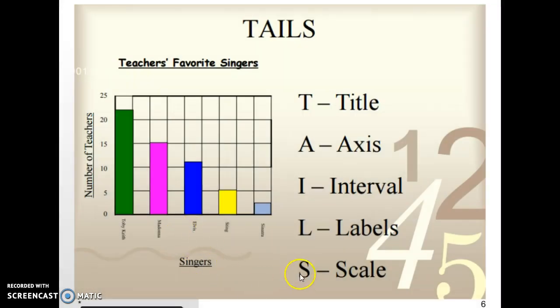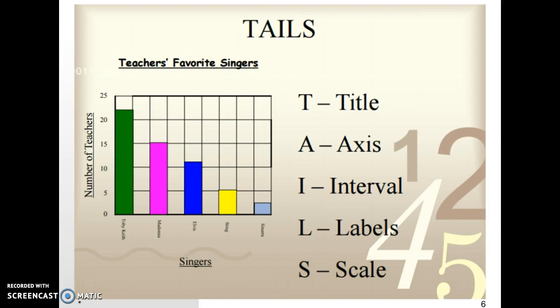All right, so if we are setting up a graph, there's this nice little anagram that I like to use. It's called TAILS. That word, TAILS, is going to show you what you need for every graph. T stands for title, A for axis, I for interval, L for labels, and S for scale. Any good graph has to have TAILS. If it's missing any of that, then it's not considered a good graph.